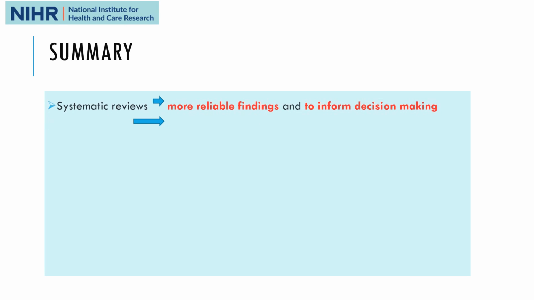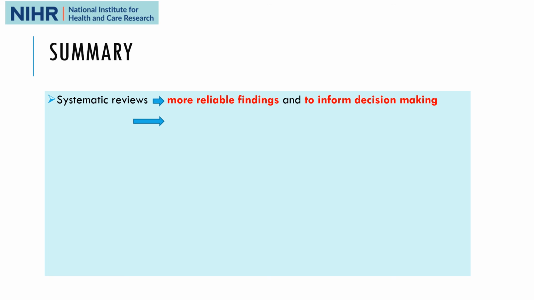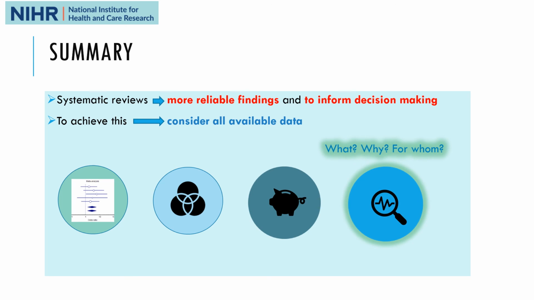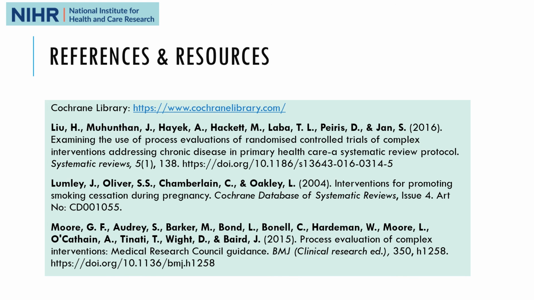So in summary, we perform systematic reviews to produce more reliable findings and to inform decision making. And in order to do this, it is best to consider all available data, so quantitative, qualitative, economic data, as well as process evaluation that demonstrates context, mechanisms and processes to draw conclusions about what works, why, and for whom. So I've included a couple of reference slides which also provide useful reading and learning material.